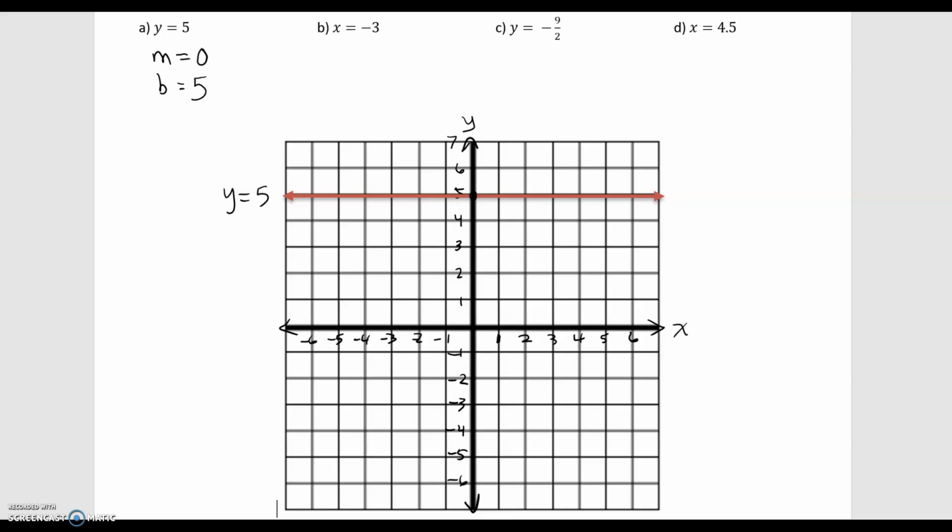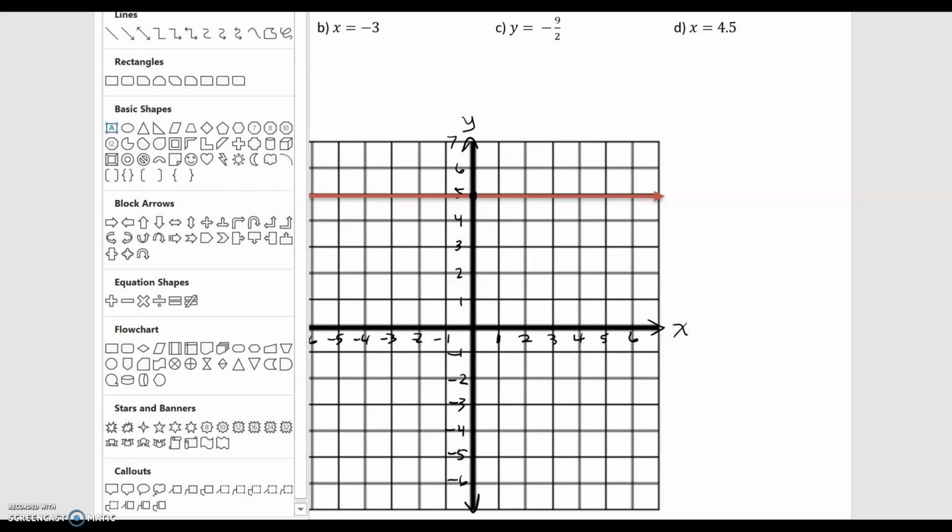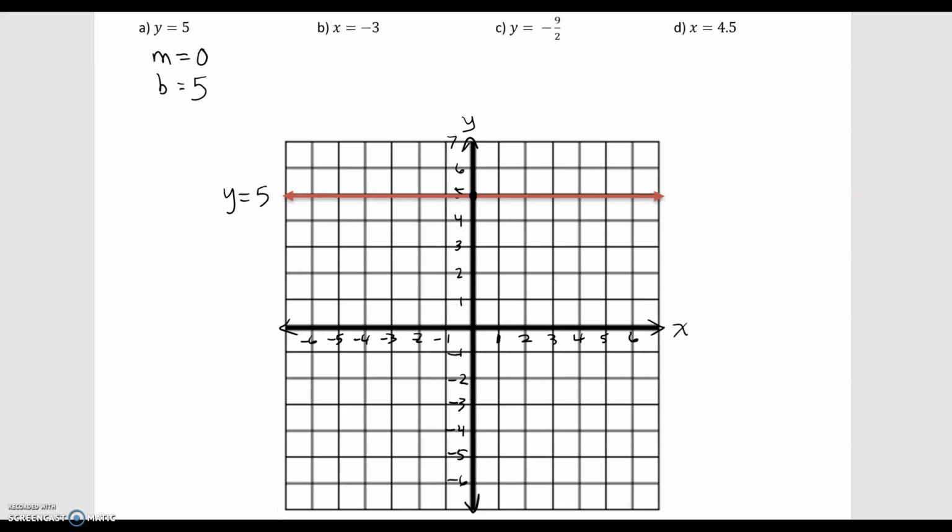It says x equals -3. So I know that my line is going to go through the x-axis at -3. We'll go ahead, draw our line, make that a little bit darker so we can see it, and label it. So this is the line x equals -3. This is a vertical line. We know the slope of any vertical line is undefined. And the y-intercept, this green line will never pass the y-axis, so we know that it has a y-intercept of none. Okay, let's try the next one.